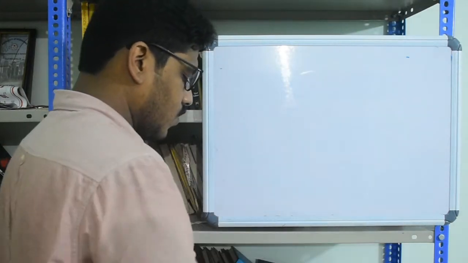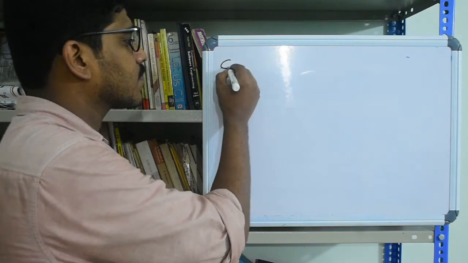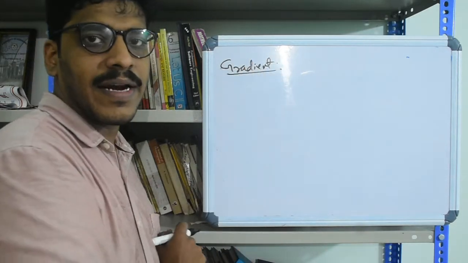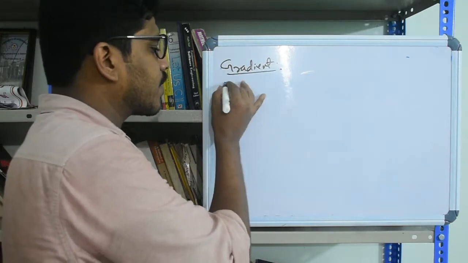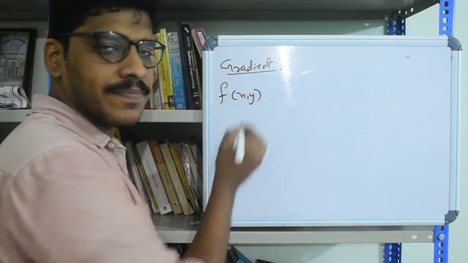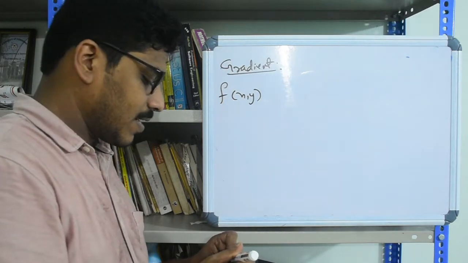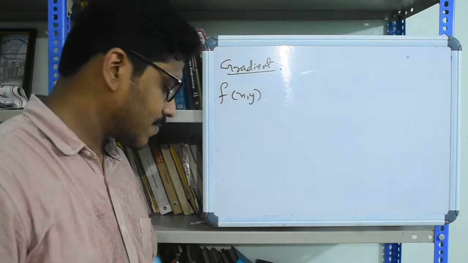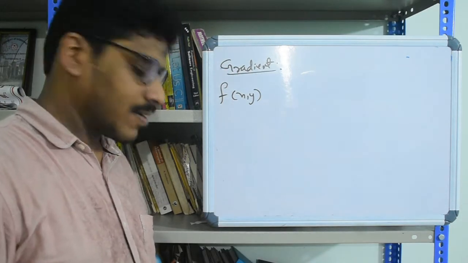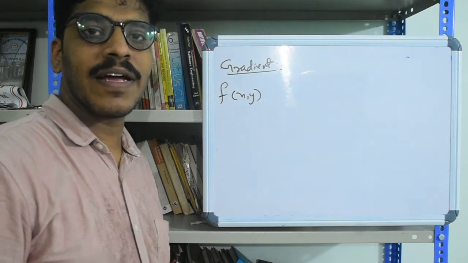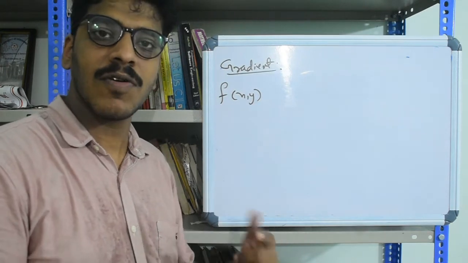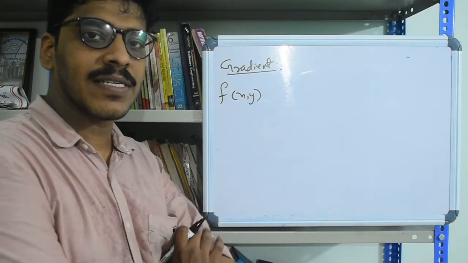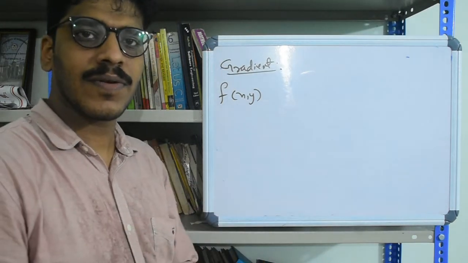So what are gradients? Gradient. Consider we have a function f of x, y. We are actually explaining all these concepts for functions of two variables. As I repeat certain times, everything we discuss here is applicable for any finite number of variables, any function of any finite number of variables.